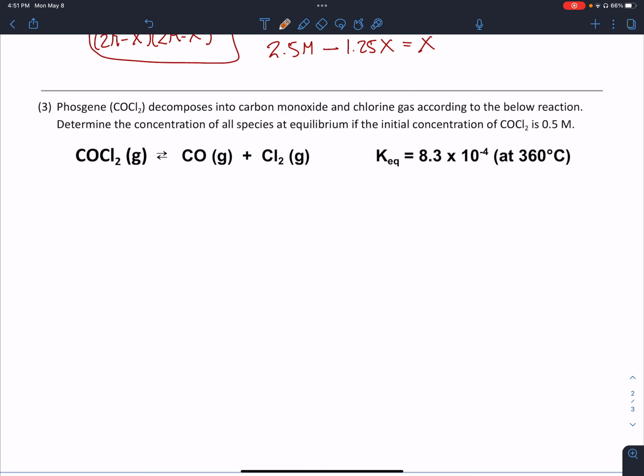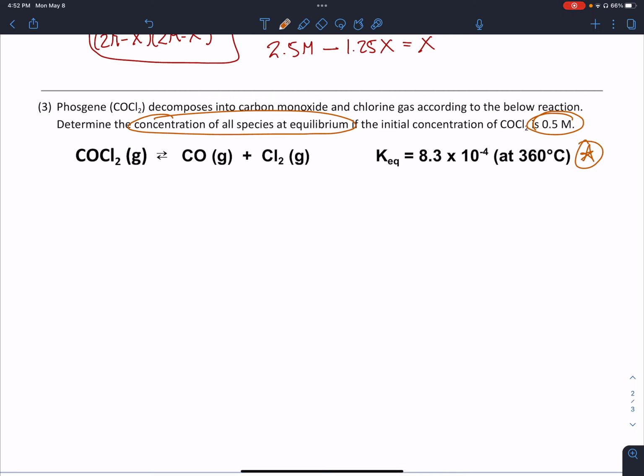Phosgene, which is COCl2, decomposes into carbon monoxide and chlorine gas according to the below reaction. Determine the concentration of all species at equilibrium, so that's going to be our goal, if the initial concentration of COCl2 is 0.5 molar. And then down below it gives us the KEQ value for this reaction.